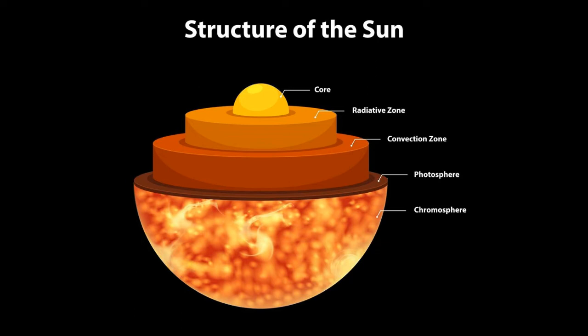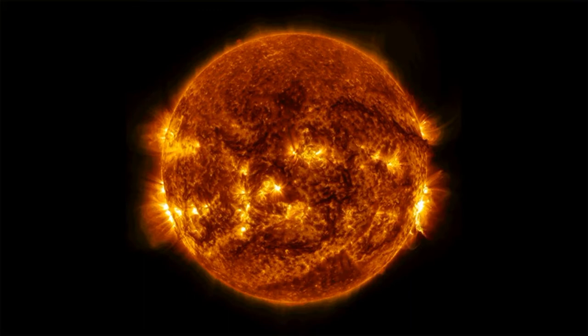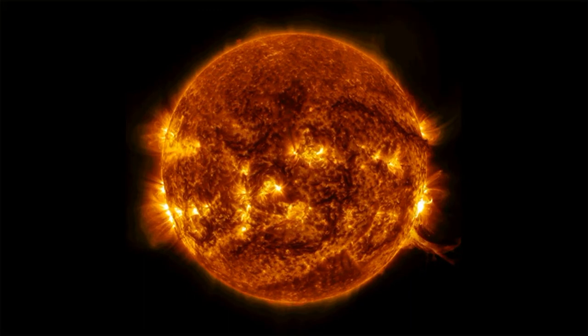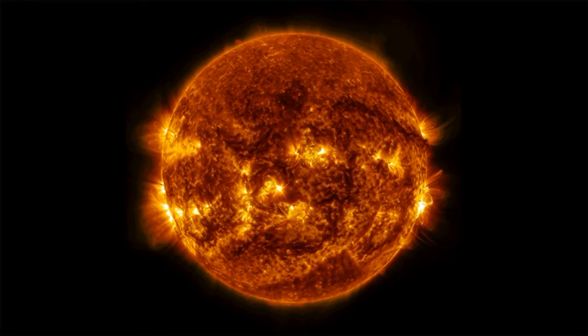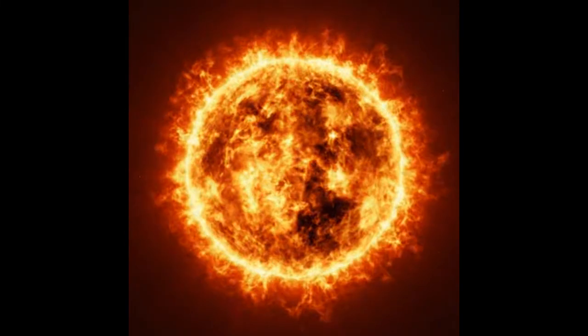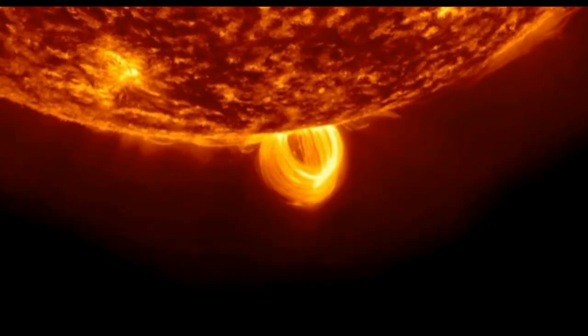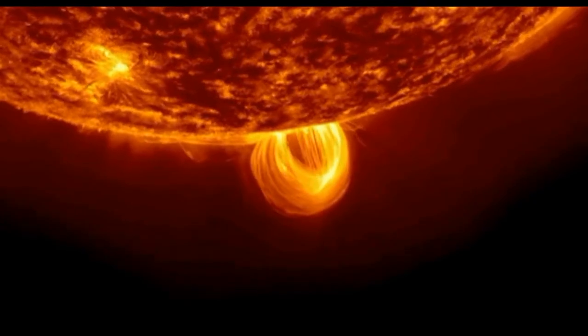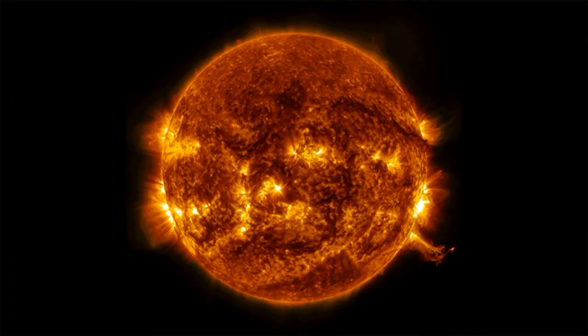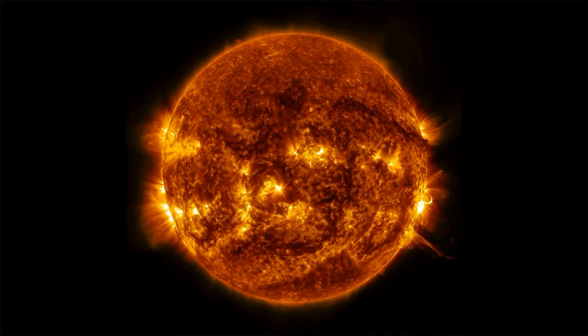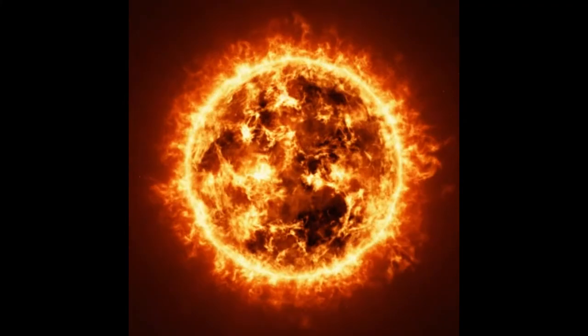The core has extremely high temperature and pressure. It is so hot, about 15 million degrees Celsius, that nuclear fusion occurs. In the case of our sun, 4 hydrogen nuclei are fused into one helium nucleus. We are releasing a bunch of energy as photons.